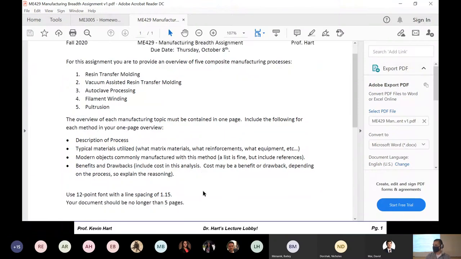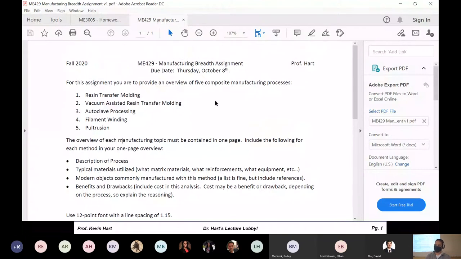So 12-point font, typical line spacing, no longer than 5 pages. You should be able to get it all in there in 5 pages, okay? I don't think it's all that difficult. You could probably get started on it right after the lecture today. So I'm giving you plenty of time to do this. Please, please make it happen. Don't wait till the last minute, like I know you're apt to do.